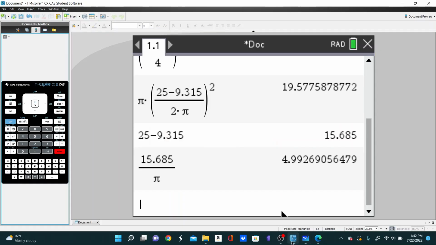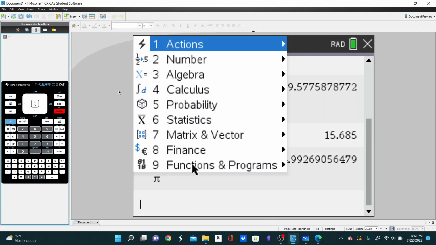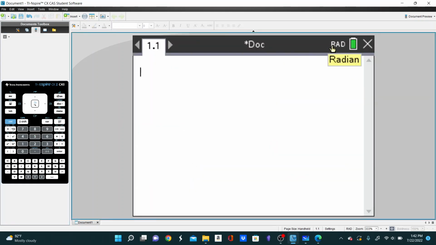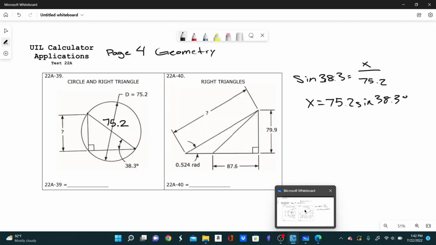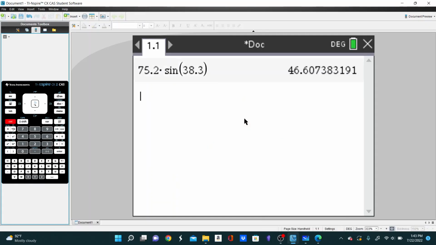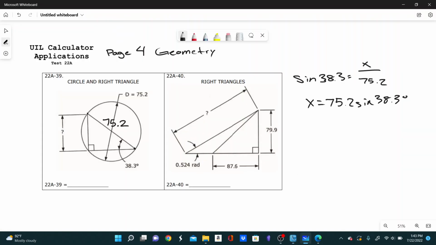We go to our calculator, make sure we're in degrees. We are not in degrees. Now we are. So 75.2 times the sine of 38.3, and we get a length of 46.6. That one's pretty quick, but the only thing you have to recognize is that the hypotenuse is the same as the diameter. Alright, let's move on to number 40.